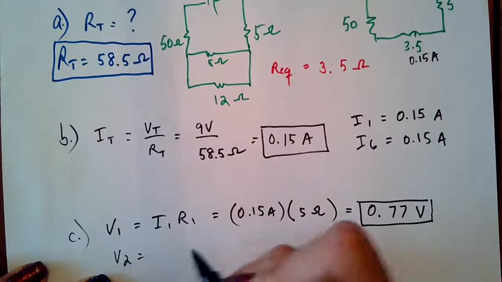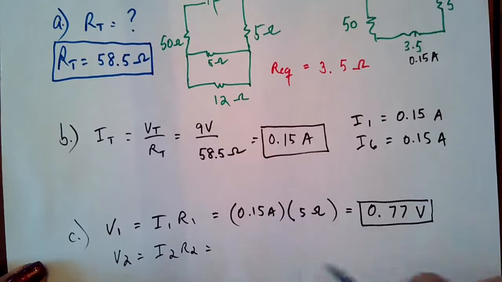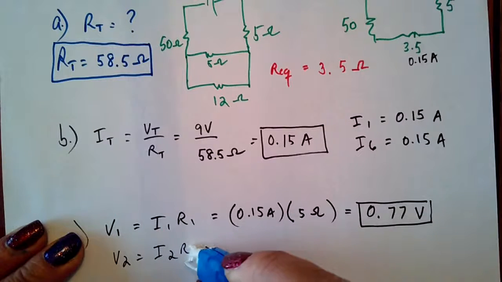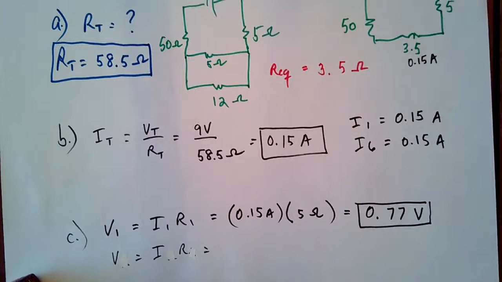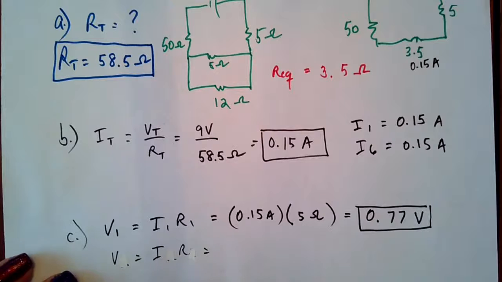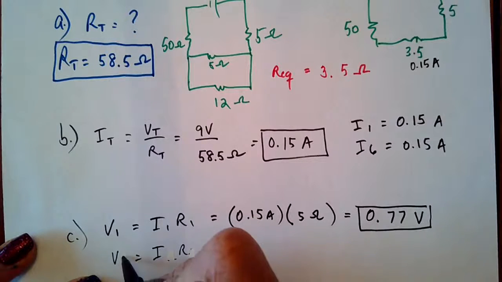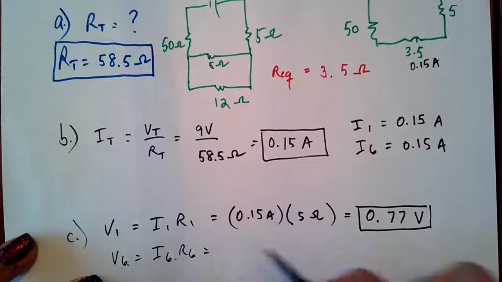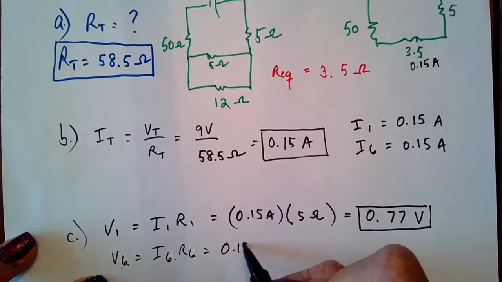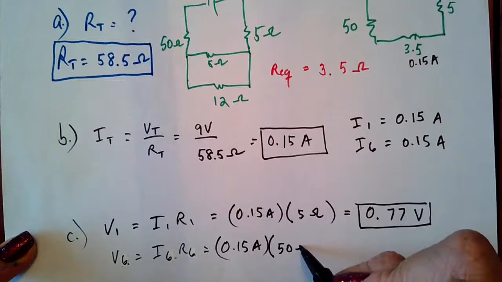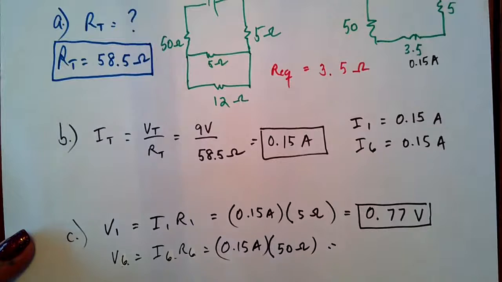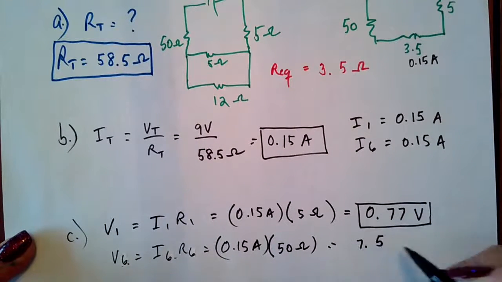And our V2 is I2R2. We don't have the V2 yet, but what we have is the V6. So we don't have to do this in order. We have to do it according to what we know based on Kirchhoff's rules. So we have V6, I6, R6. I6 is 0.15 amps as well. And the R6 has 50 ohms of resistance. So 0.15 times 50 is 7.5 volts.